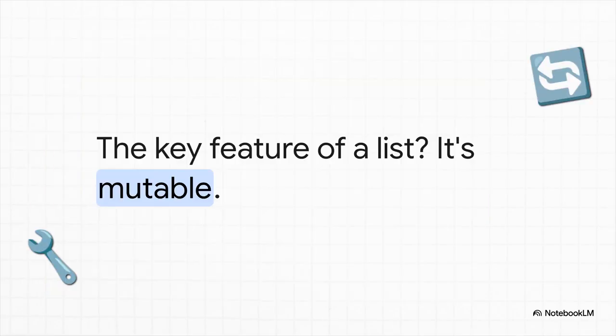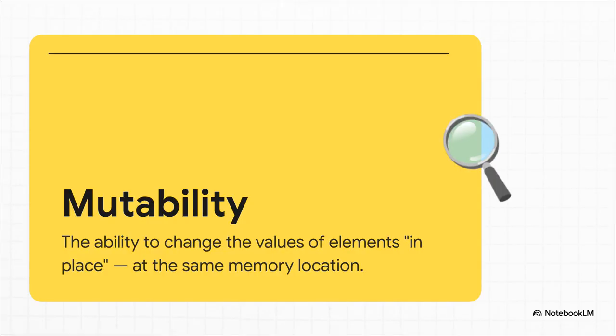But if there's one word you need to remember about lists, it's this. They are mutable. This concept is everything. It's the whole reason lists exist. So, mutability. What does that even mean? Well, it's pretty simple actually. It's the power to change things in place. This means you're not making a whole new copy of the list every single time you edit it. Nope, you're changing the original right where it lives in your computer's memory. It's super efficient for data that needs to evolve.